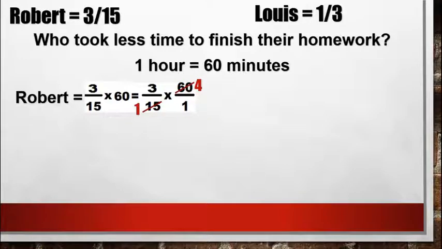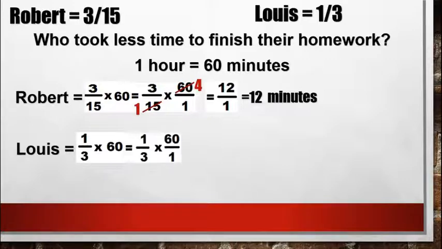3 times 4 is 12. 1 times 1 is 1. So we got 12 over 1. Is this our final answer? Not yet. 12 divided by 1 is equal to 12. Because we are dealing with time, we put 12 minutes. So we can say that Robert can finish his homework in 12 minutes. Let's have Louise.